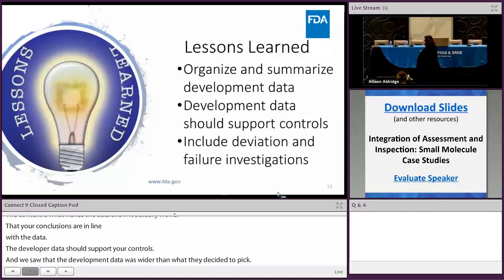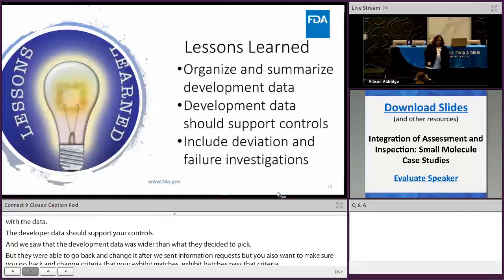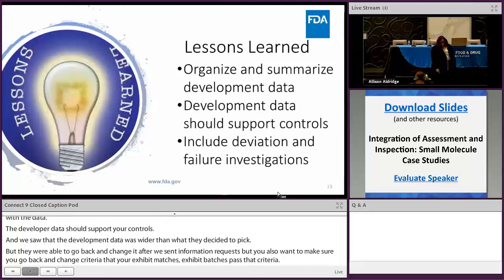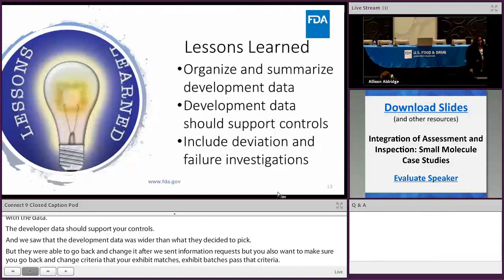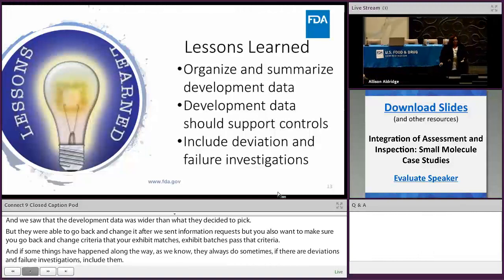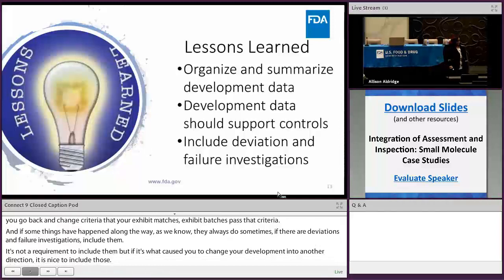And if some things had happened along the way, as we know they always do from time to time, if there are deviations and failure investigations, include them. It's not a requirement to include them, but if it's what caused you to change your development into another direction, it'd be nice to include those. And if you allude to deviations in the exhibit batch records, because we go through all the batch records, it'd be a nice idea to go ahead and include them, especially if you alluded to them.